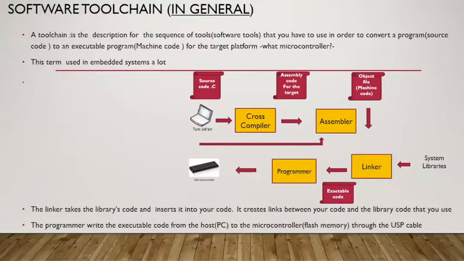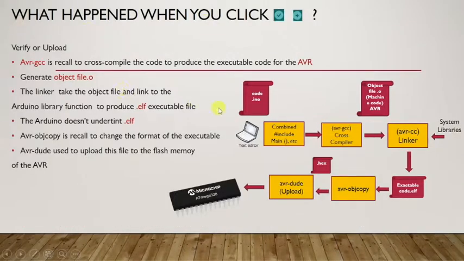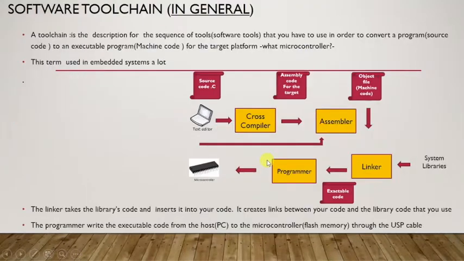Now, we will explain the software toolchain. What is the software toolchain? We will divide this into two parts. In the first part, we will explain the software toolchain in general, while in the second part we will explain the software toolchain on the Arduino. So the first part, what is the software toolchain? The software toolchain is the description of the sequence of software tools that you have to use in order to convert the program, the source code, into an executable program, machine code, for the target platform.